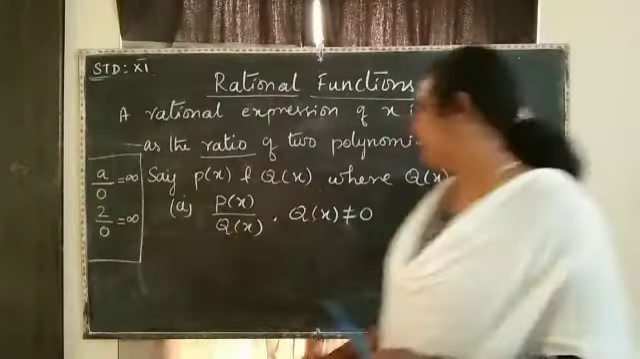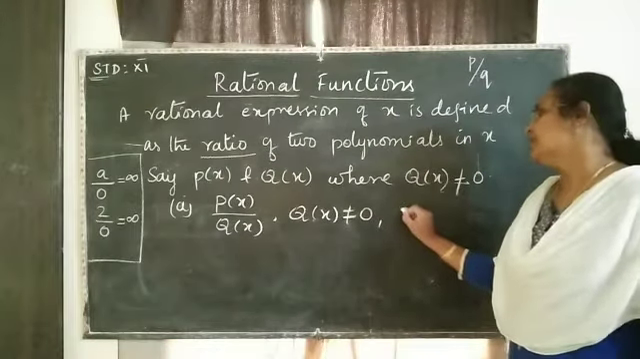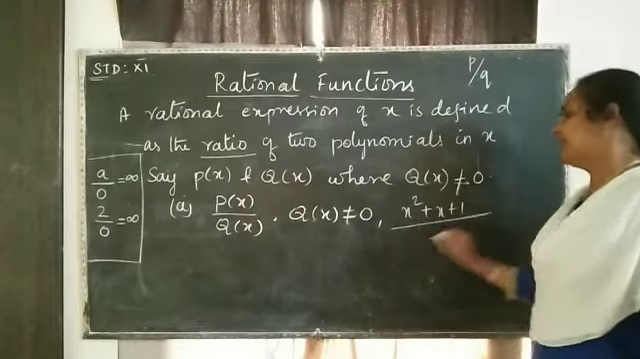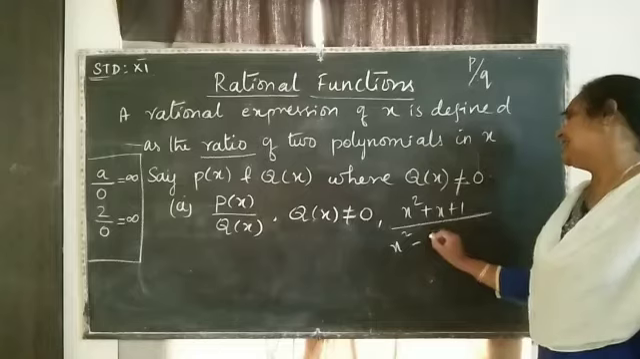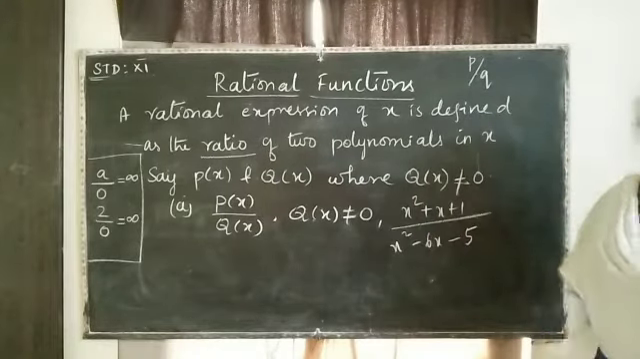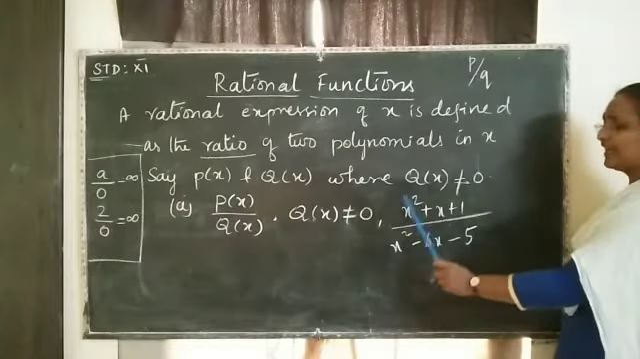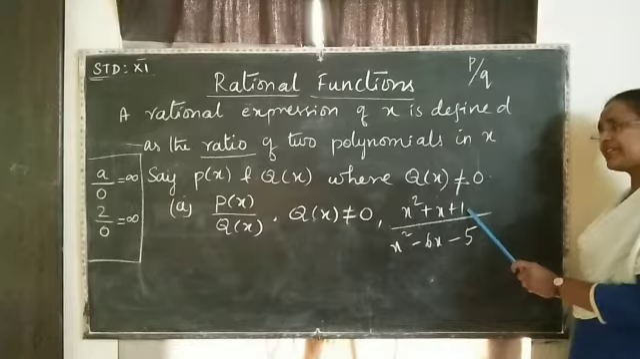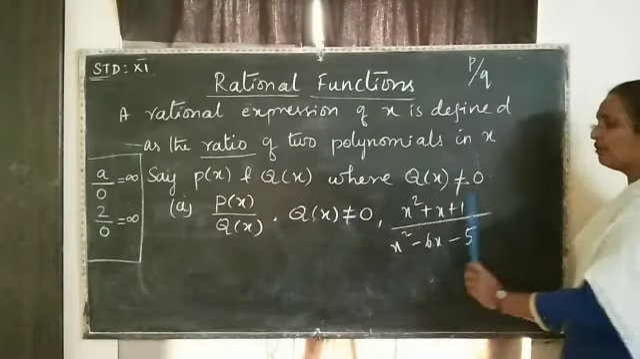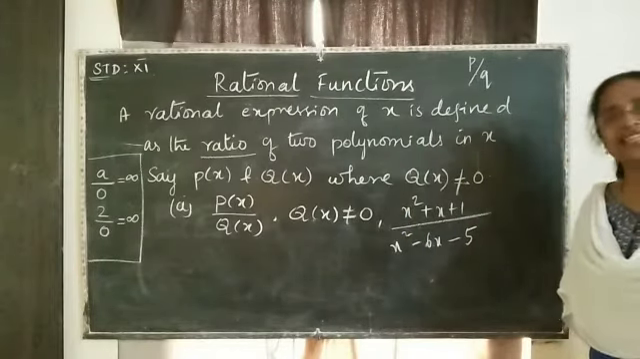Now, let's see one example of a rational function expression. Look into this: x squared plus x plus 1 divided by x squared minus 6x minus 5. This is a very good example for a rational function. Again, let us take this one as p of x and this as q of x. Any expression of this form is termed as a rational function. Is it clear?